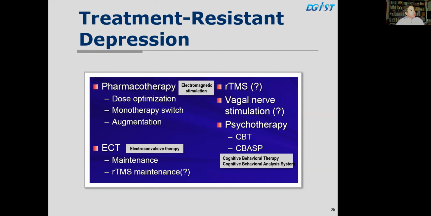But if we move to electroconvulsive therapy, that involves either direct currents, which we'll talk about, or transcranial magnetic stimulation, TMS, which is, there's still some questions about that, the efficacy, the vagal nerve stimulation we talked about, and of course, altered psychotherapy. So we're going to focus on electroconvulsive therapy and electromagnetic stimulation.